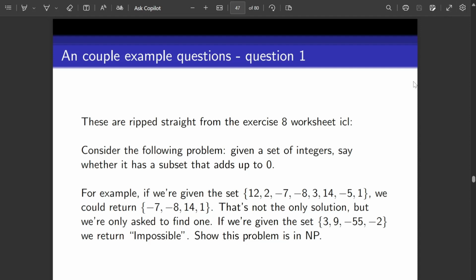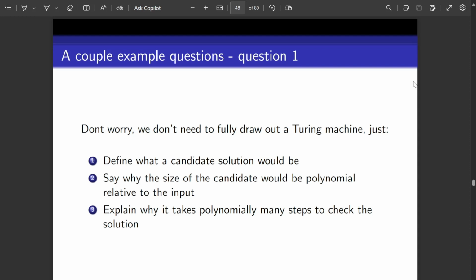So, if you have a candidate solution, it would always be a subset of the input, right? So it would always be less than or equal to n. So then when you're checking it, you're checking no more than n values. So it's polynomial relative to the input. Right. Yeah, that's pretty much it. You can just check every number one by one, linear. And then it's done. Good job.